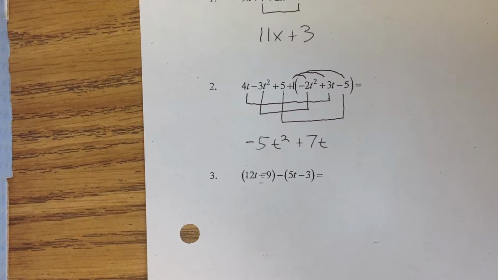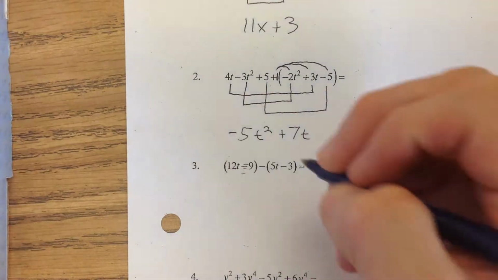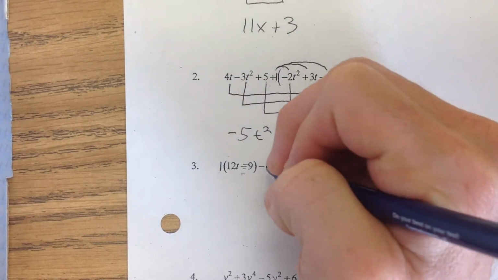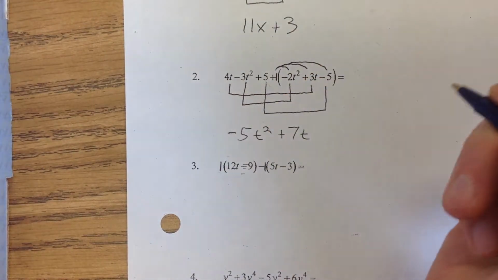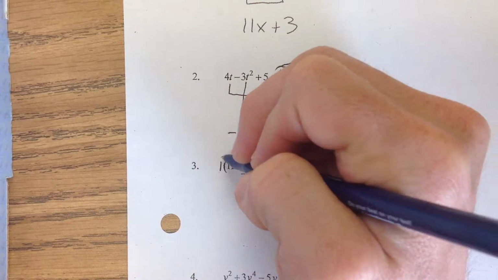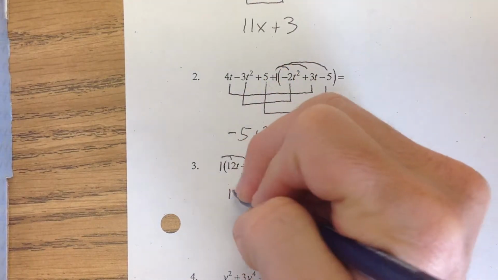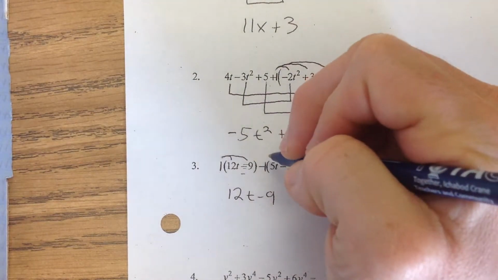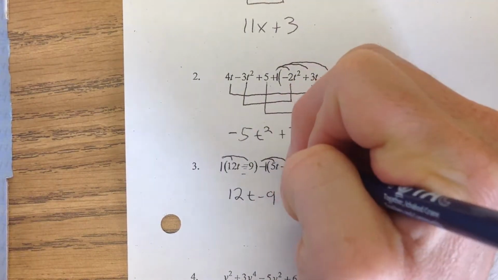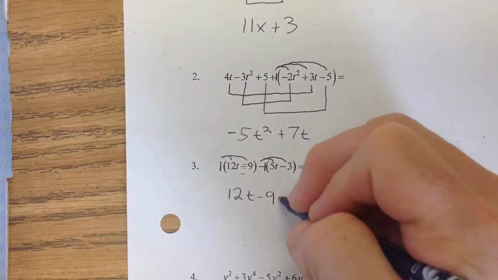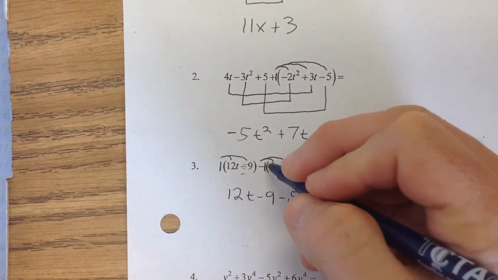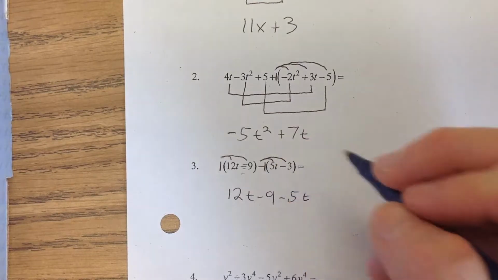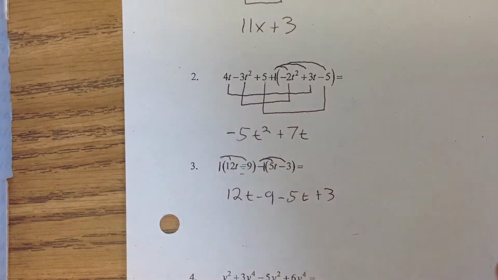All right? Now, if we look at number 3, this time we have a positive 1 out front here, but a negative 1 right here. Now, the positive 1 isn't going to change anything. It's just going to stay 12t minus 9. The negative 1 is going to change things. It's going to go from being a positive 5 here to a minus 5, and from a negative 3 to a positive 3, because a negative times a negative becomes positive.